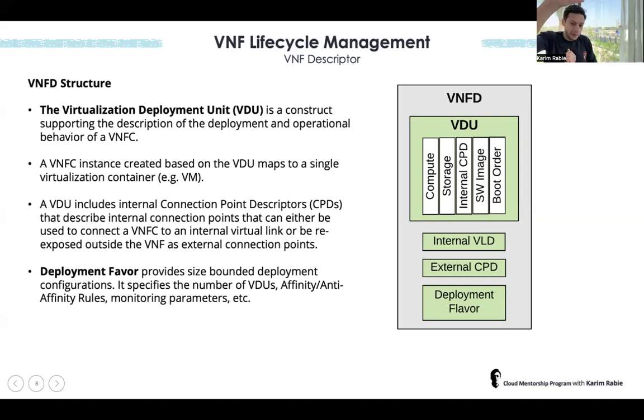You explained the VM requirement, or the VM's personality, in the VDU. In the deployment flavor, I think it makes sense to say how many instances of that VM you want to instantiate. You find this information in the deployment flavor. You also talk about affinity or anti-affinity rules. For example, affinity: do you want all these VMs to be hosted on one server? Or anti-affinity: you want to make sure that these VMs are scattered across different servers.